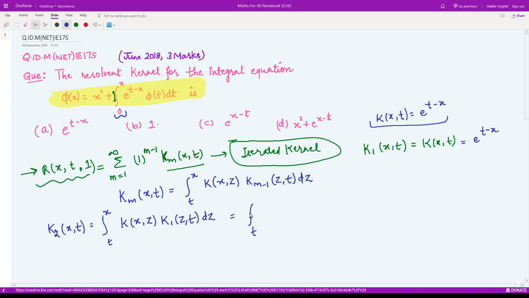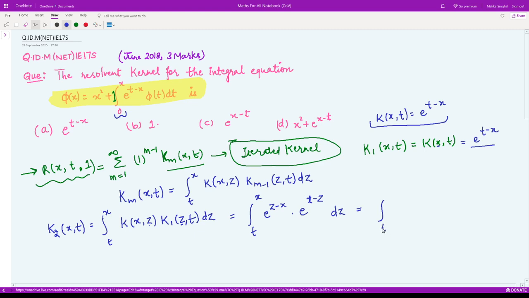So it is integration from t to x. It would be e to the power z minus x. Why z minus x? Because in place of t we are substituting z and we are keeping x as it is. And from this K_1, we keep t as it is and we replace x with z, so t minus z, dz. The integration is with respect to z.